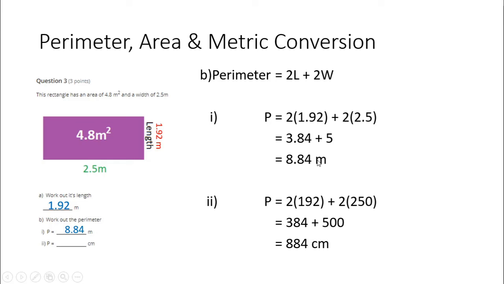So here, converting units of measure for perimeter should be no surprise. It's not like areas, it's not a two-dimensional measure. We know meters to centimeters, we times by 100, and that's what we need to do.